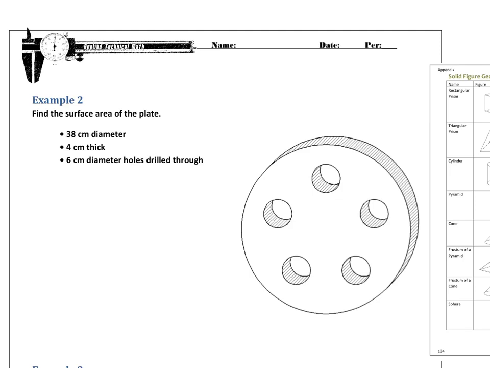All right, let's look at example 2. Here we're going to look at a disc, a metal plate, and we want to find the surface area. So maybe we want to spray this with some powder coating paint or something like that. And if we wanted to know what the surface area is, then we might need to calculate that.